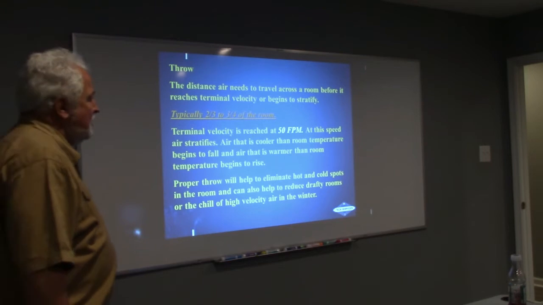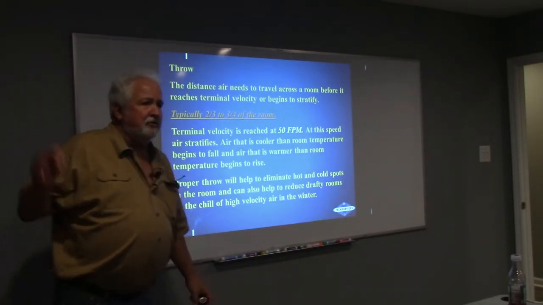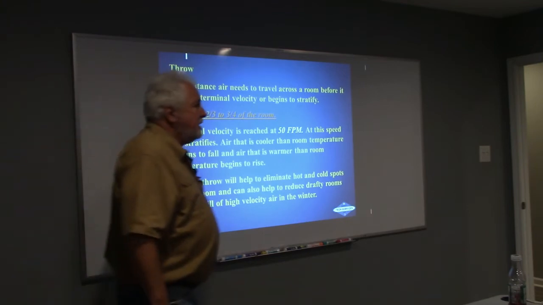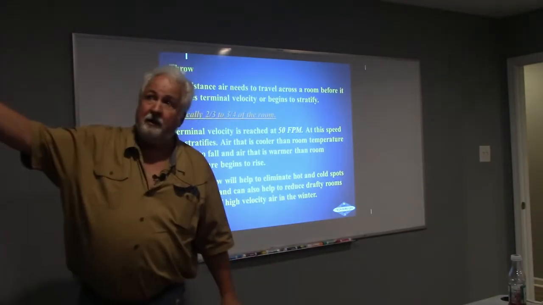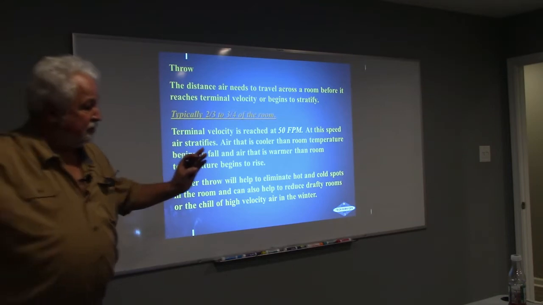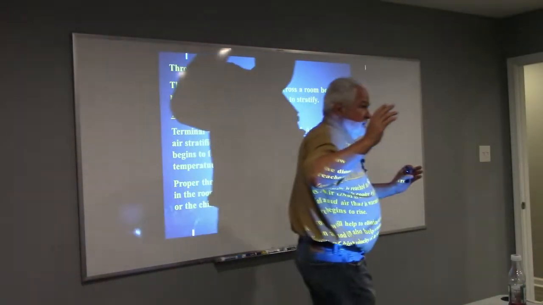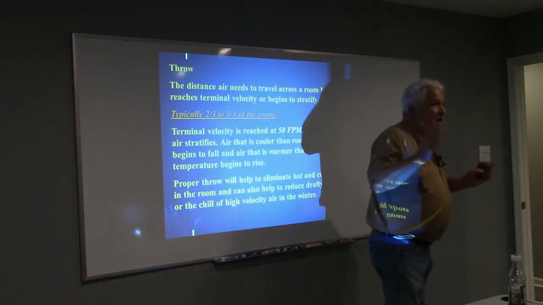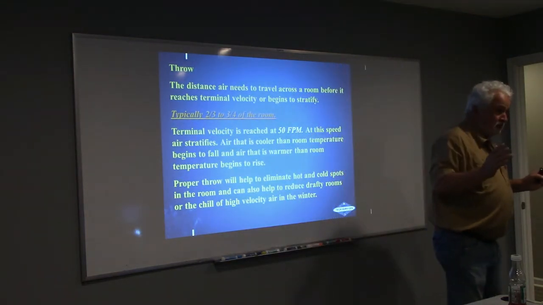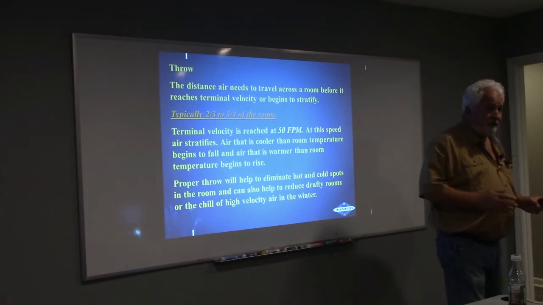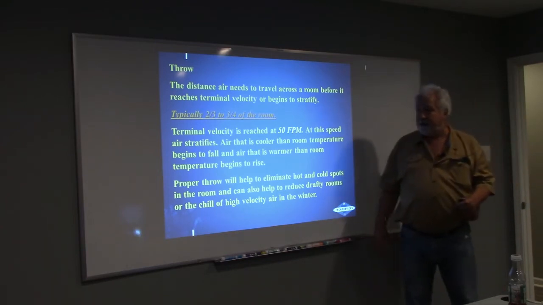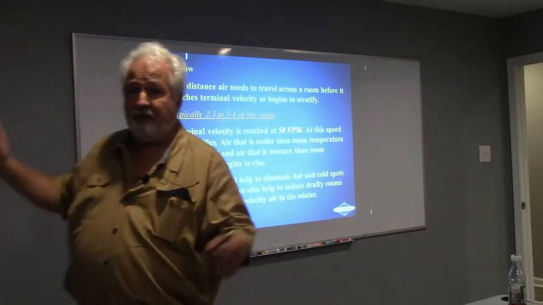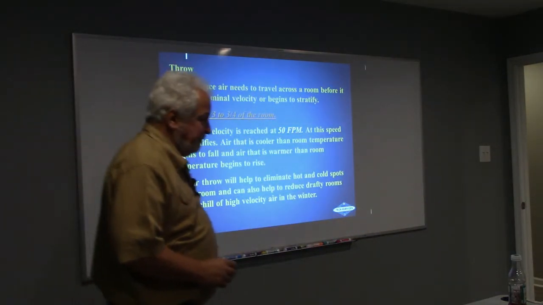Throw. You want the air to be able to throw 2/3 to 3/4 of the room. So if I'm blowing air off of this wall, I want it to go 2/3 of the room before it reaches terminal velocity, or up to 3/4 of the room before it reaches terminal velocity. If I don't do that, the air is going to come out of here. If the grill's too big, it's going to come out of here and fall down.